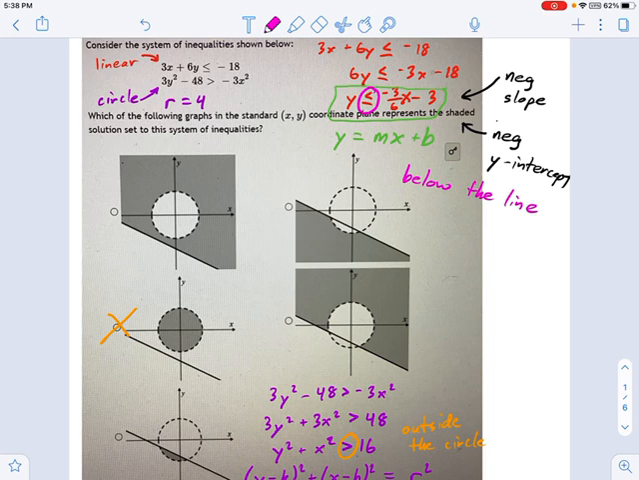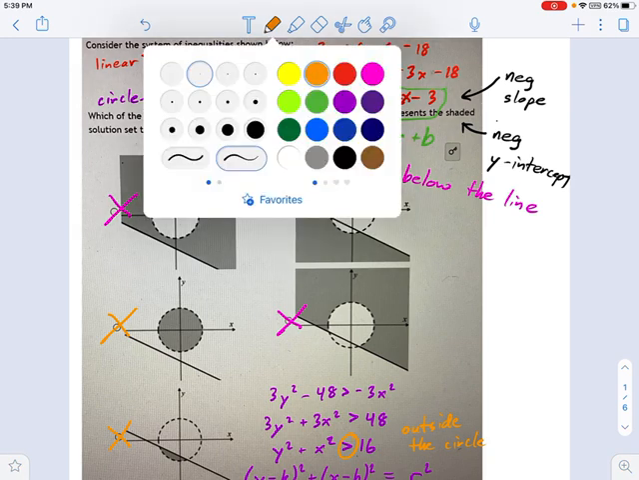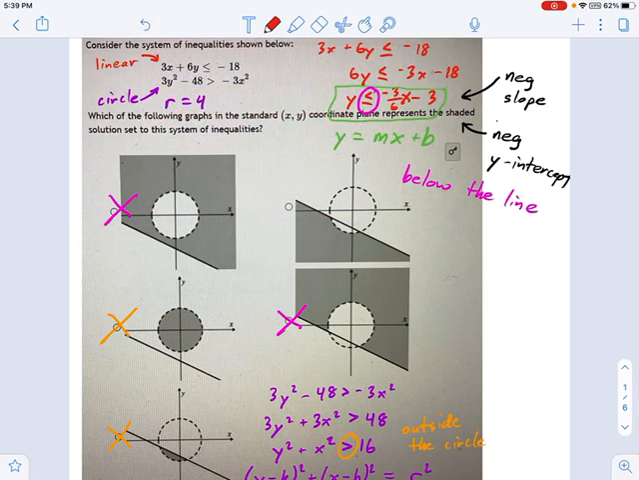Well, it's not this one, that's above the line. It's not this one, that's also above the line. I have two graphs left. Oh, and one of them I should have crossed out earlier, because this one has a portion of inside the circle shaded. So these two orange X marks, those were inside the circles. Those are wrong. The two pink marks, those are above the lines. Those are wrong. There's only one thing left. This is my correct answer right here. It is both outside the circle and below the line.